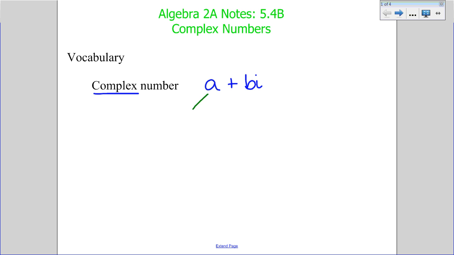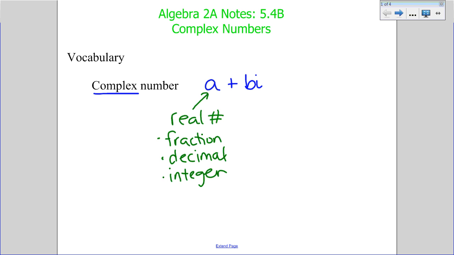A is a real number, which means it can be a fraction, it can be a decimal, it can be an integer, or it can be just a whole number. All right? BI is the imaginary number part that we saw last week.